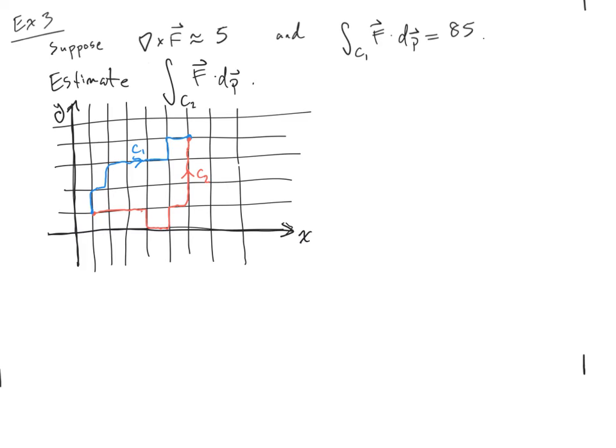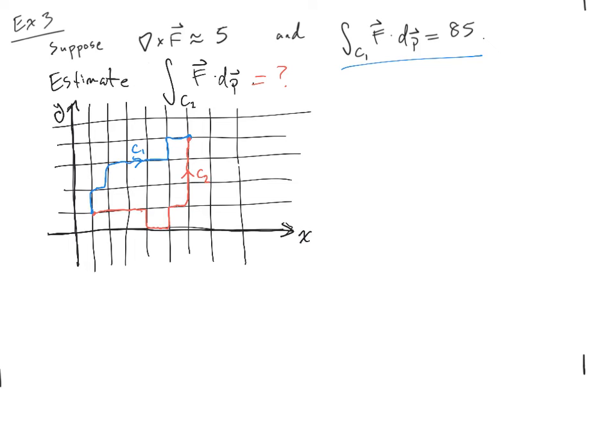For the third problem, suppose we have a gradient field in R2 whose scalar curl is approximately 5, or at least it's approximately 5 near C1 and C2. And I have these two different paths, this blue path C1 in the plane and the red path C2. They both start and stop at the same point. I know that if I take the flow along the path C1, what I get is 85. And what I want to do is estimate what the flow is along C2.